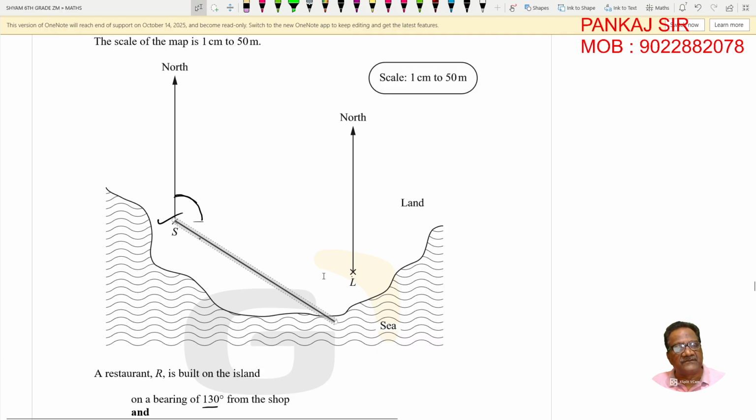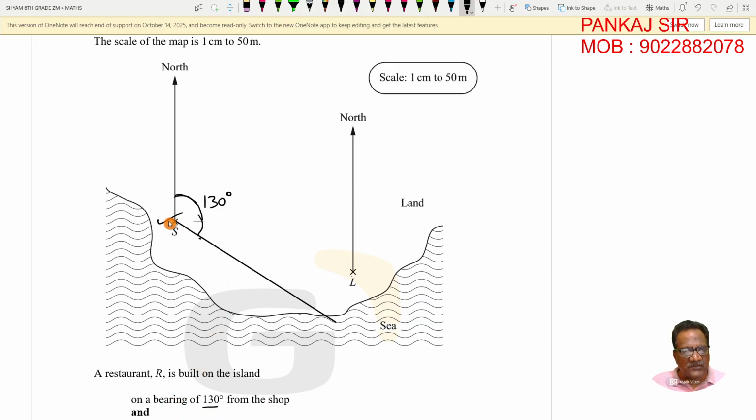Okay, fine. So this angle you have to do with the protractor. Now I am not using the protractor because I am on the Wacom screen. This is 130 degrees, but on the paper, in the examination, you have to take a protractor, measure 130 degrees and draw this line passing through the point S. This is known as the bearing of 130 degrees from S. So the restaurant is on the bearing of 130 degrees from the shop.